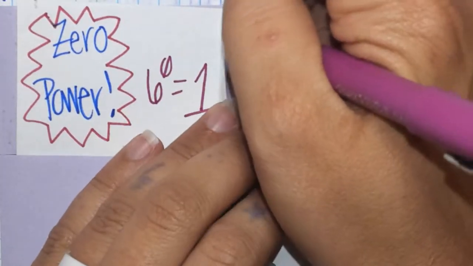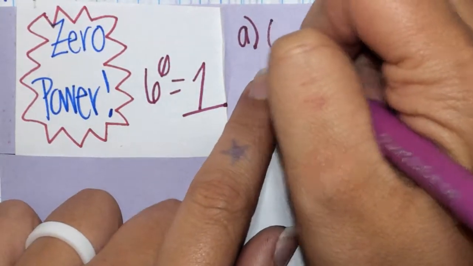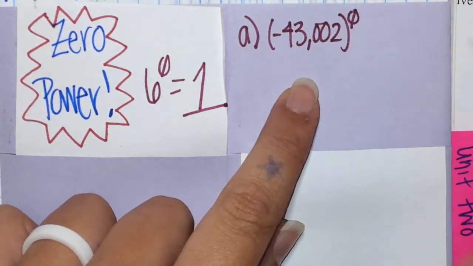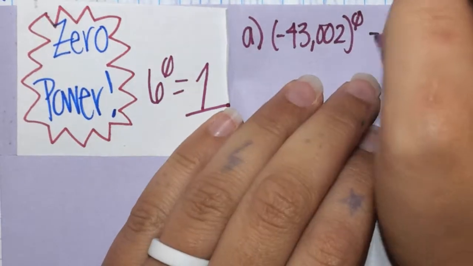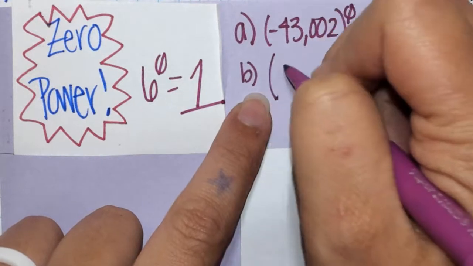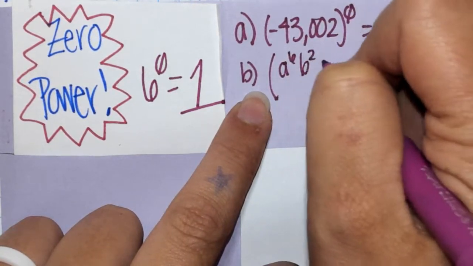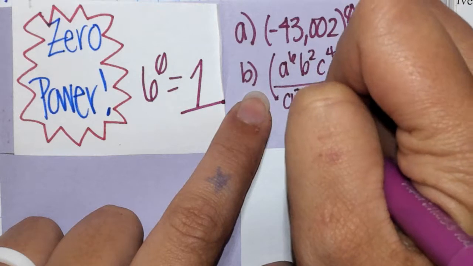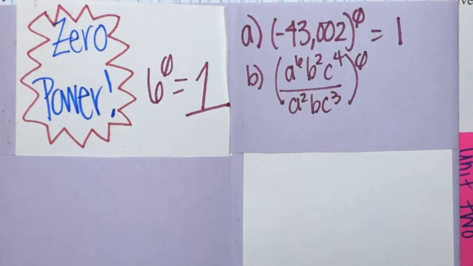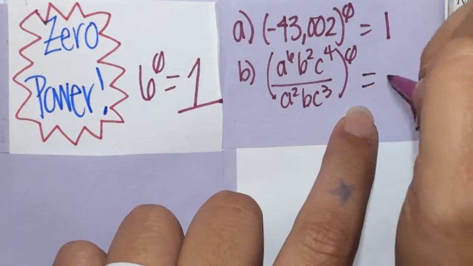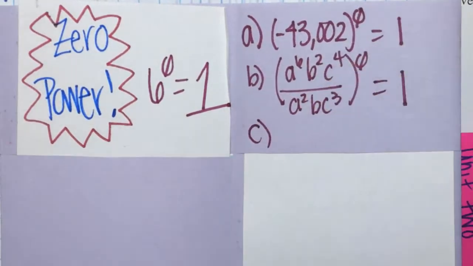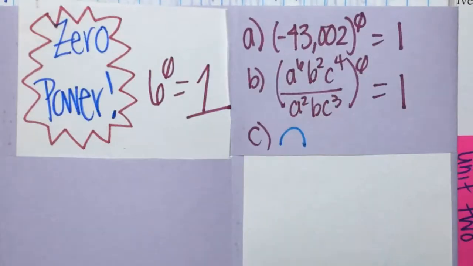So if I wrote, for problem A, negative 43,002 to the 0 power, what's my answer going to be? 1. Alright, for my second one, if I wrote this problem, a to the 6th, b squared, c to the 4th, divided by a squared, b, c cubed, all to the 0 power. 1. You don't have to work out anything. The answer is 1.